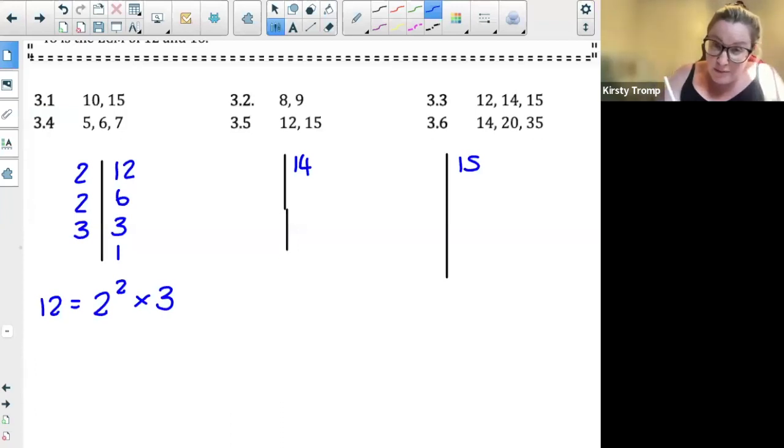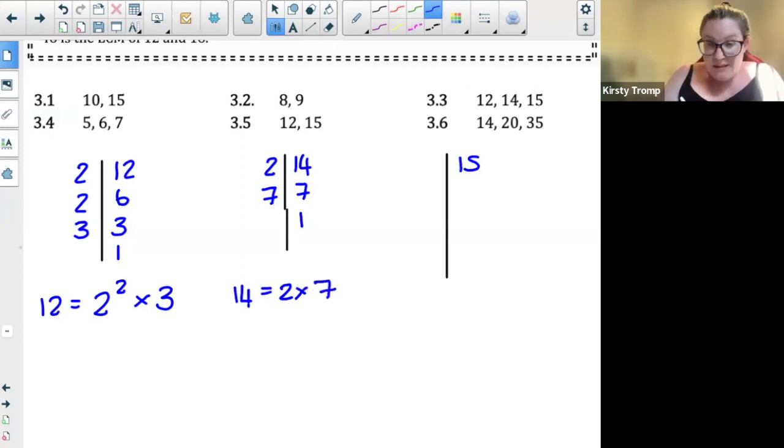Then we're going to look at 14. What's the first prime number that goes into 14? It's 2 again. 14 divided by 2 gives me 7. Can 2 go into 7? No. So what's my next prime number? It's going to be 7, and I'm left with 1. So 14 equals 2 times 7.